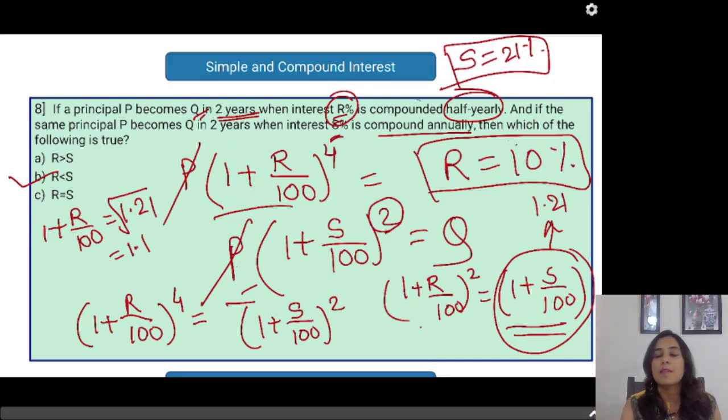So these were advanced level problems. We solved 8 advanced level problems, which are of the level of RBI Grade B or CAT level problems.